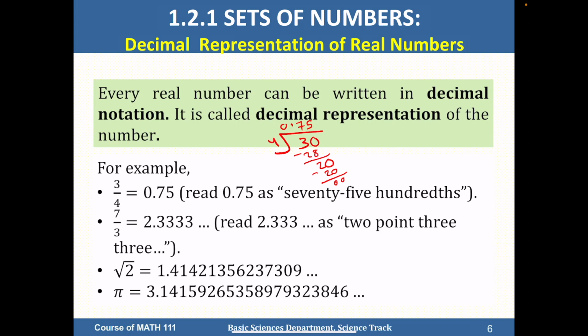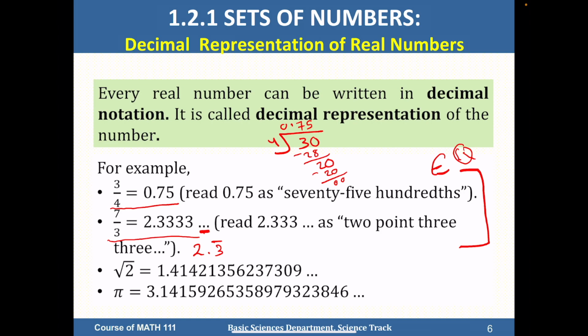So as you can see, 3 over 4 is written as 0.75. Also, if we do the same thing to 7 over 3, we will have 2.333. But the special thing here, as you can see, is that the 3 continues to infinity. So I can write this also as 2.3 with a dash above the 3 to represent that 3 is repeated to infinity. Okay, so those two types of numbers belong to the rational numbers.